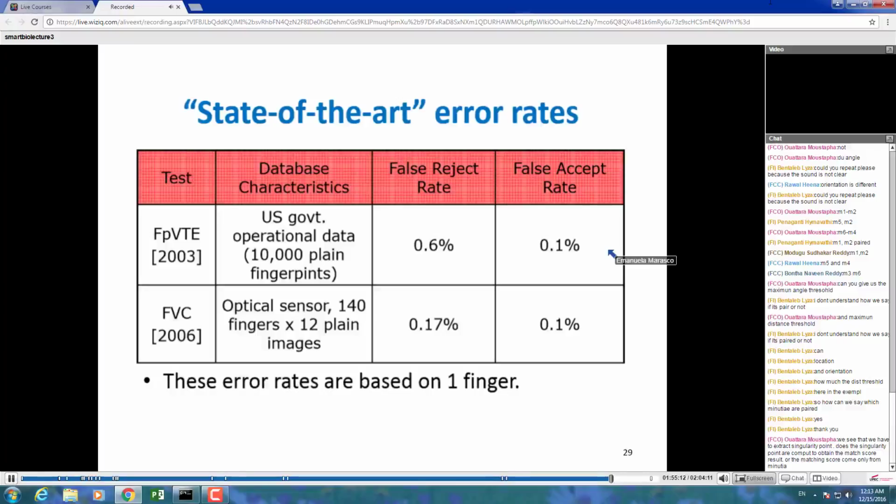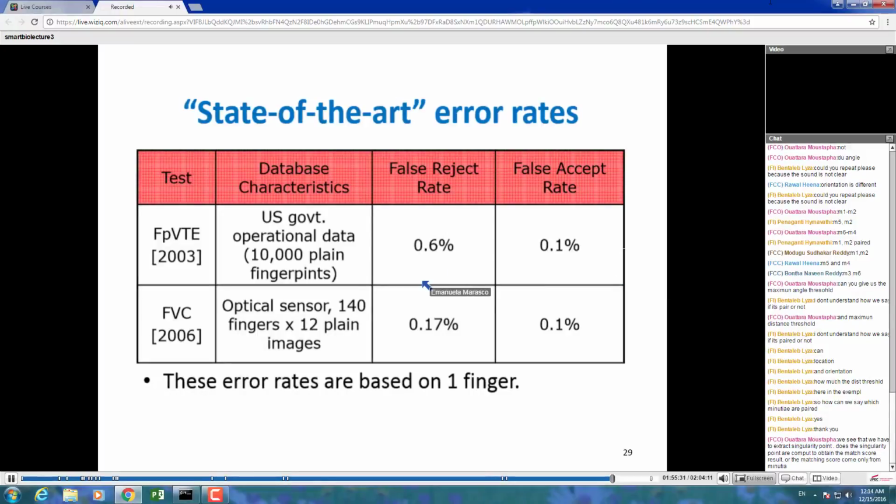So in this database, we have heterogeneous data also, like older people are included in the data, and then the quality, the condition of the finger data, they vary very much. So many people are rejected.